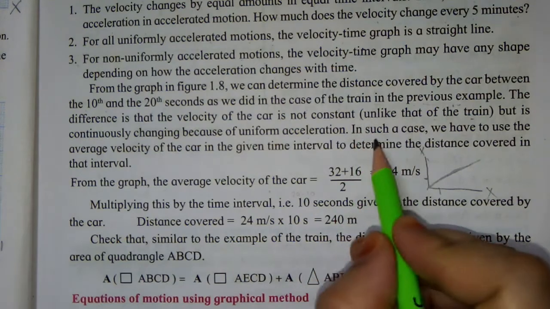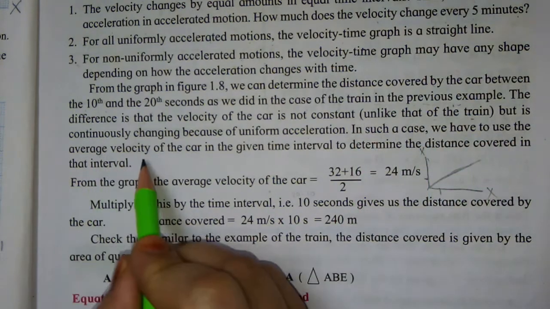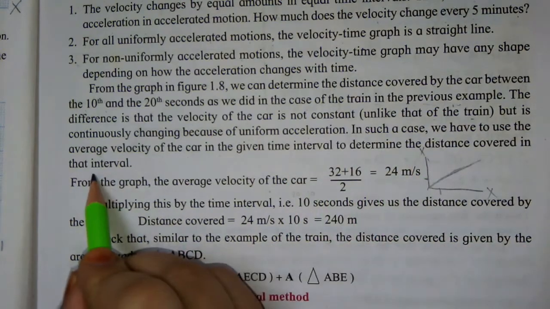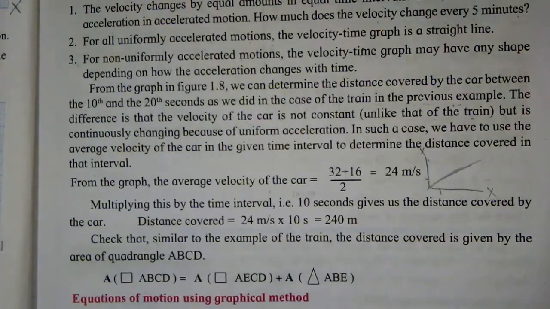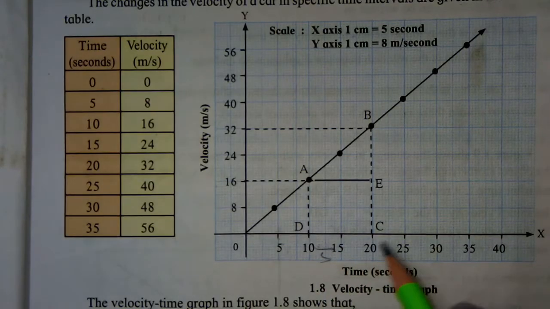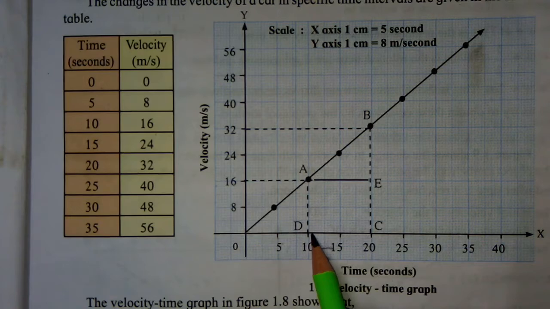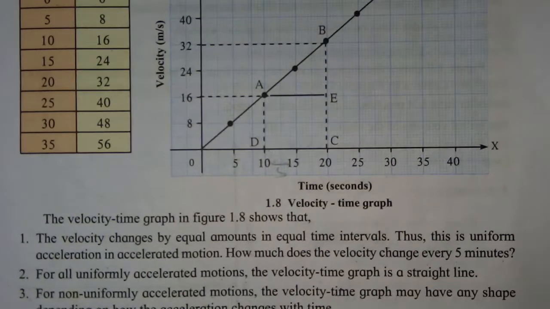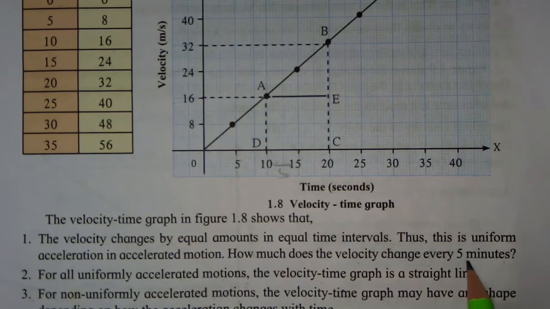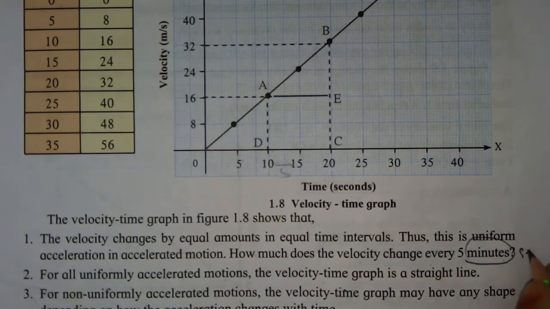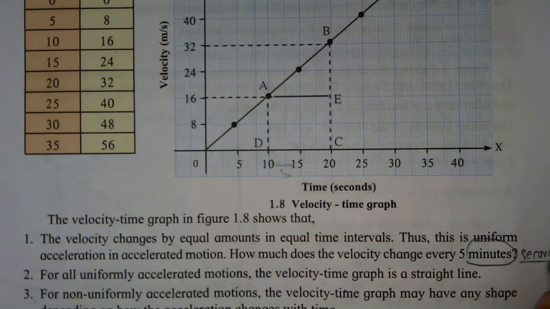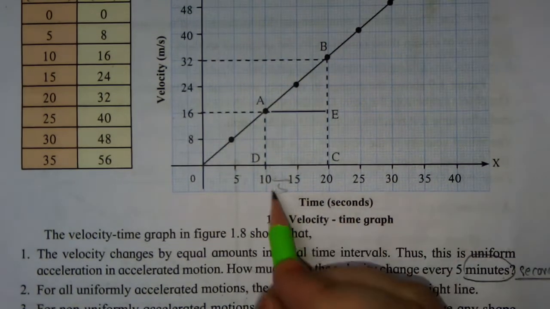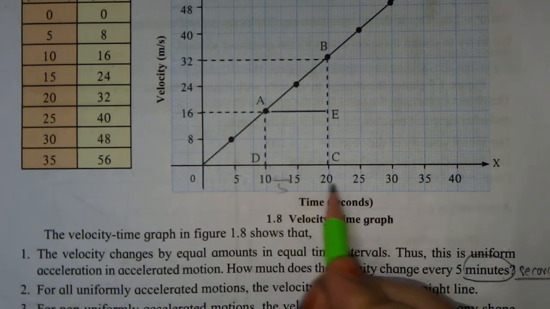All right, students. In such a case, we have to use the average velocity of the car in the given time interval to determine the distance covered in that interval. So we have to find out the distance between 10 second and 20 second. Students, there is one more mistake here. Instead of 5 minutes, it will be 5 seconds. There is one printing mistake, so I hope you will all correct it in your textbook also. So we have to find out the distance between 10 seconds and 20 seconds.